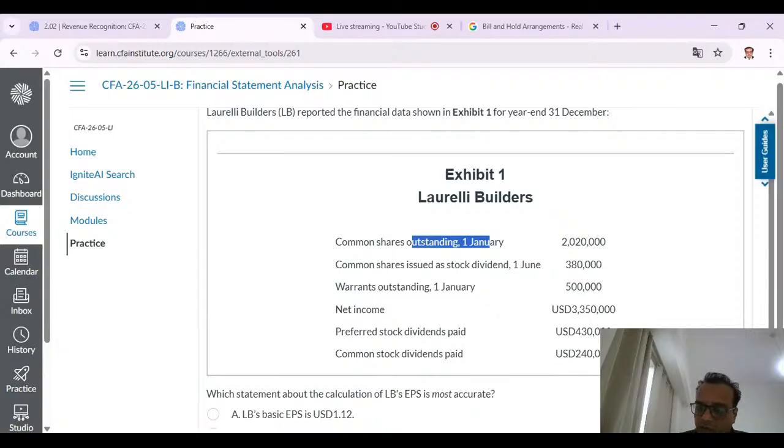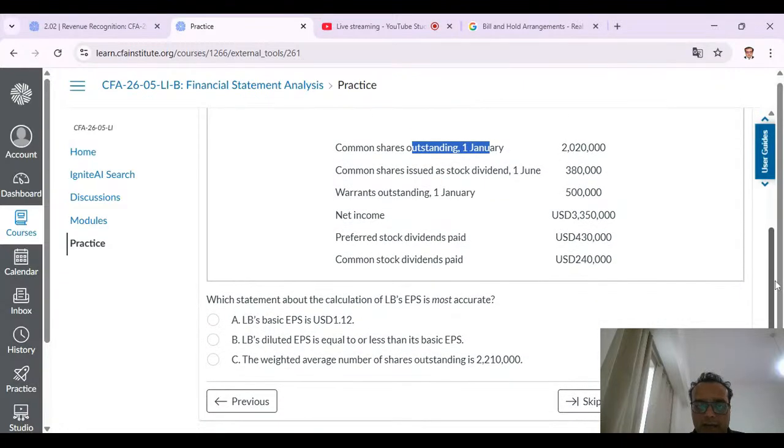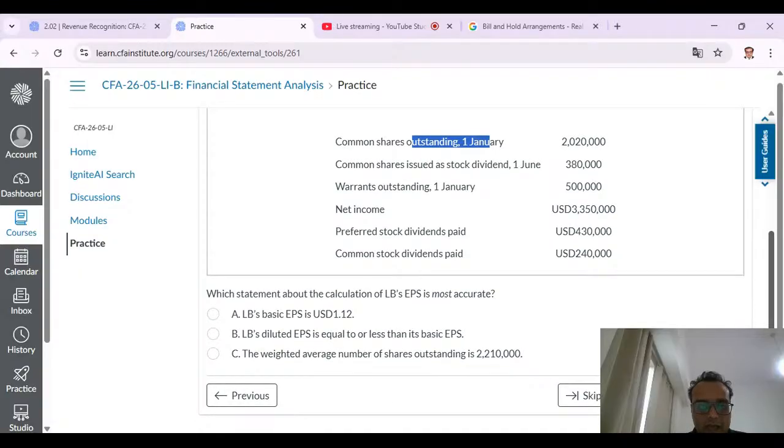नेट इनकम मेरा न्यूमरेटर वाली चीज़ें है. न्यूमरेटर वाली चीज़ों में सबसे पहले 3.35 मिलियन आ जाएगा नेट इनकम. प्रीफर्ड स्टॉक्स डिविडेंड पेड इज 4.043 मिलियन. और कॉमन स्टॉक डिविडेंड पेड जो मेरे को डिविडेंड पे करना पड़ा वो ये. Which of the following statements is LB's EPS most accurate? एलबीज बेसिक ईपीएस, सबसे पहले बेसिक ईपीएस कैलकुलेट करता है कितना है बेसिक अर्निंग पर शेयर.